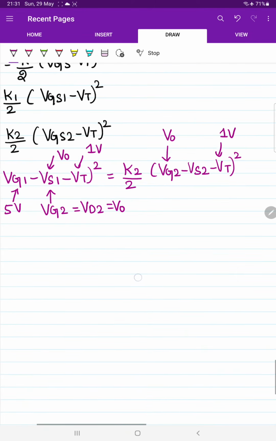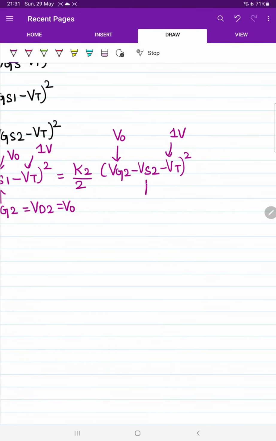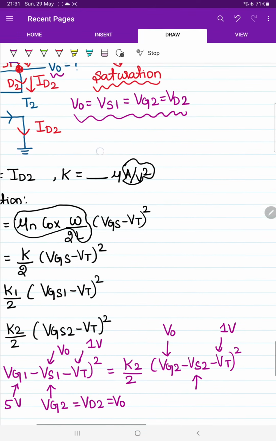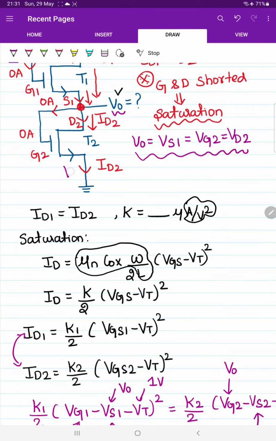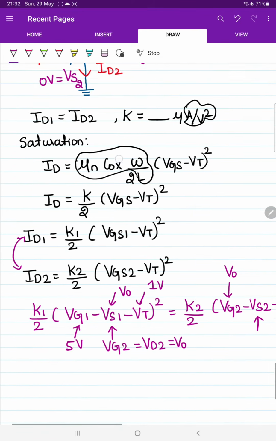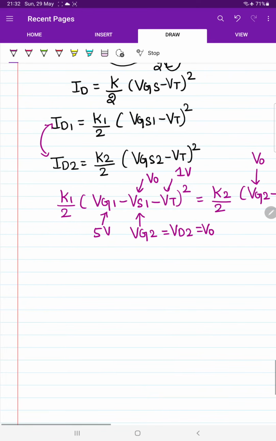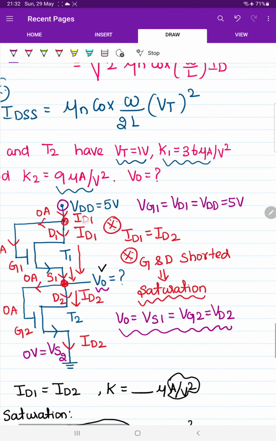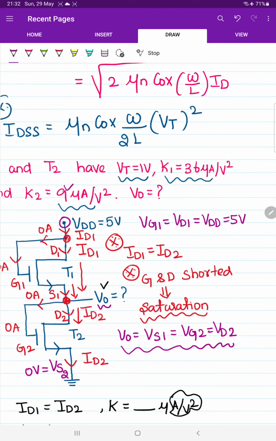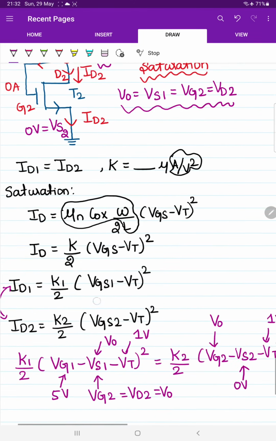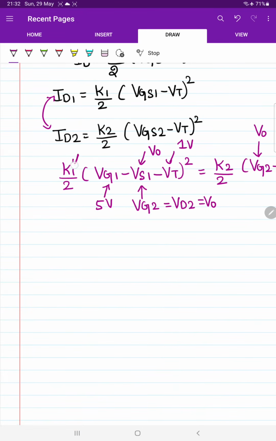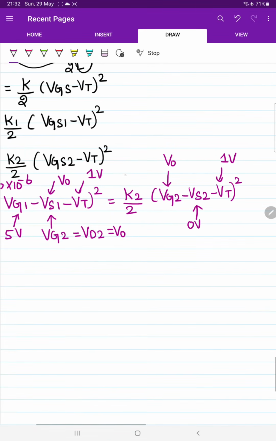So now what is the other unknown parameter? VS2. What is the value of VS2? That is the source terminal of the second transistor. The source terminal of the second transistor is directly connected with the ground, so this value is going to be 0. So in place of VS2 we substitute 0. And you also know the values of K1 and K2. It is given in your question that K2 is 9 microampere per volt square and K1 is 36 microampere per volt square. So in place of K1 I substitute 36 microampere, and in place of K2 I substitute 9 microampere.